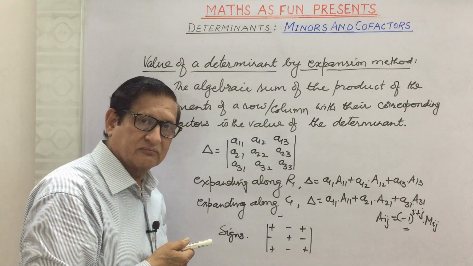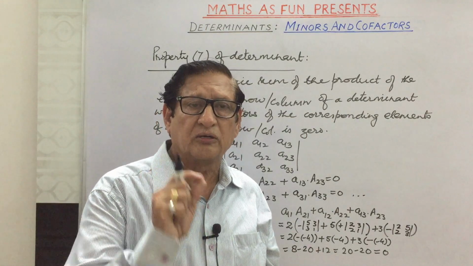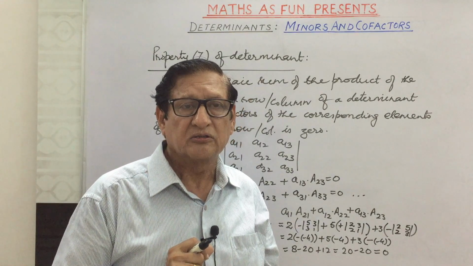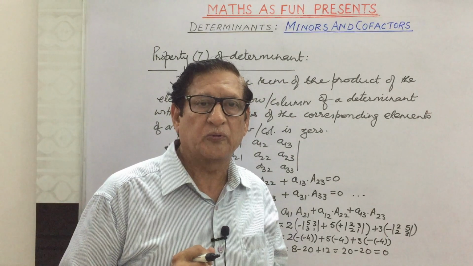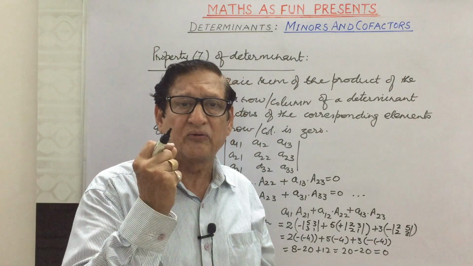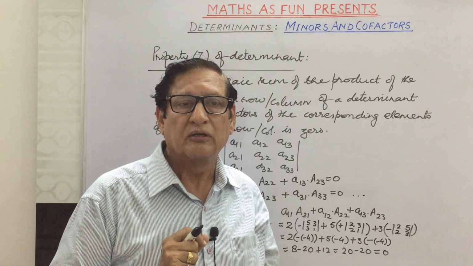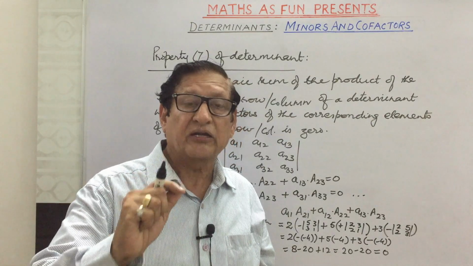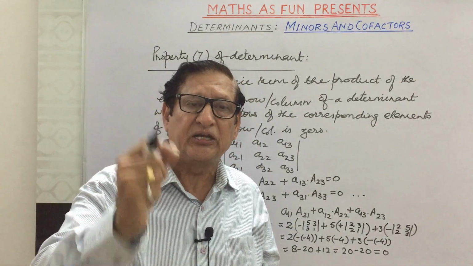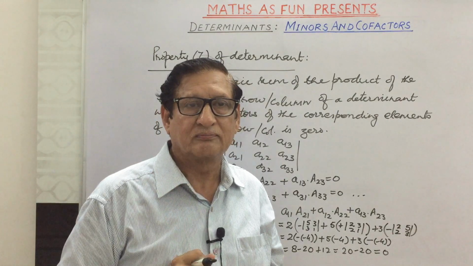After learning about the minors and cofactors, we can learn about one more property of determinants, which can be said to be the seventh property. And what is that? That the algebraic sum of the products of the elements of any row or column of a determinant with the cofactors of the corresponding elements of any other row or column is always 0.